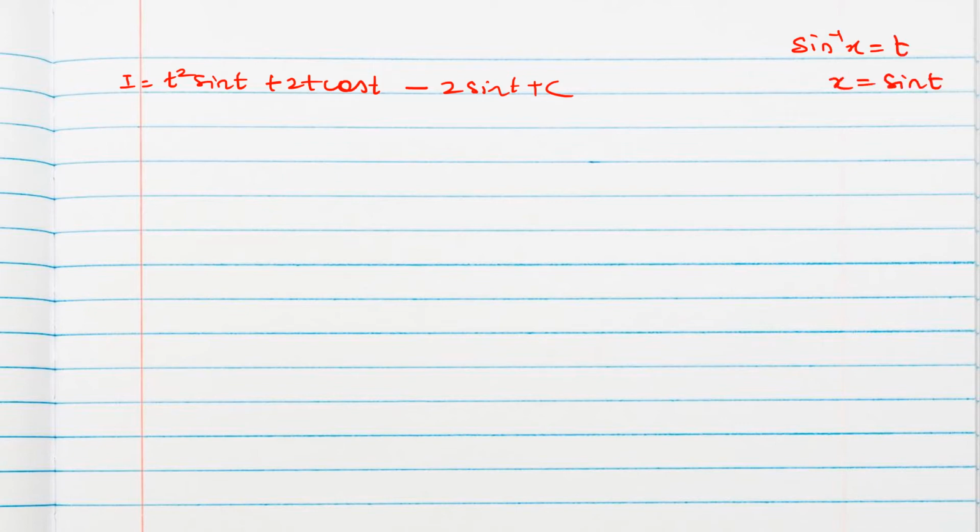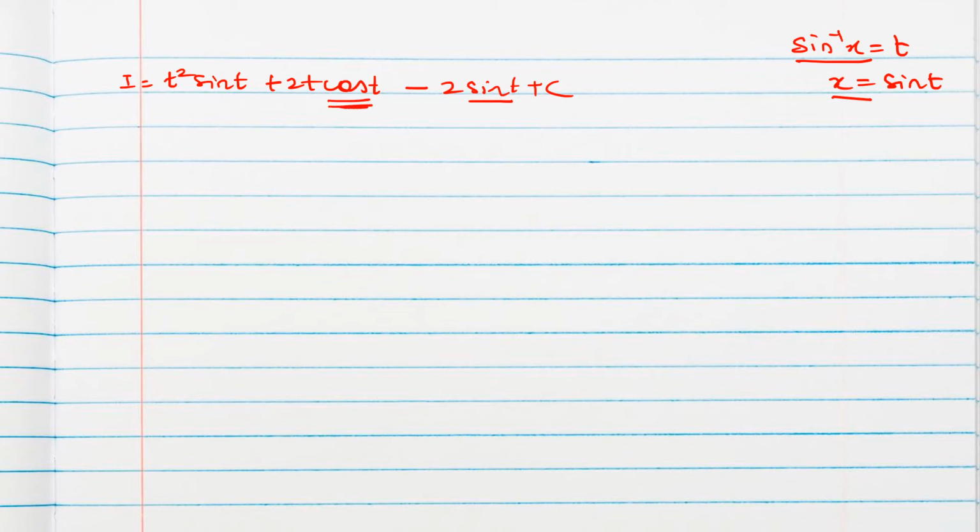So we got, in terms of t, t square sin t plus 2t cos t minus 2 sin t plus c. This is the integral, okay? But we have substituted sine inverse x as t. So x is sine t. So here for t we can write this one. For sine t we can write x, but we have cos t also. That means cos t should be changed into sine form.